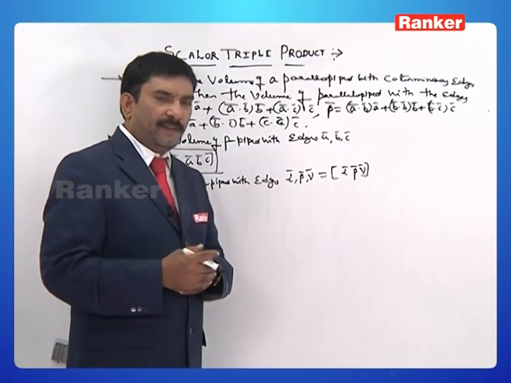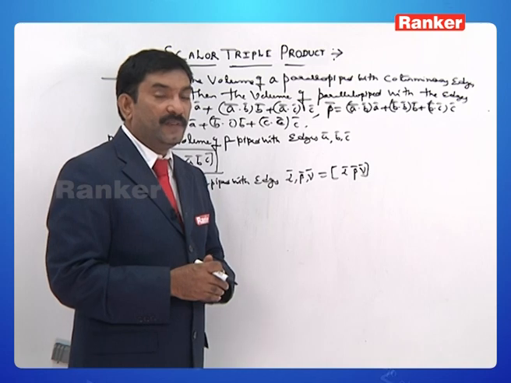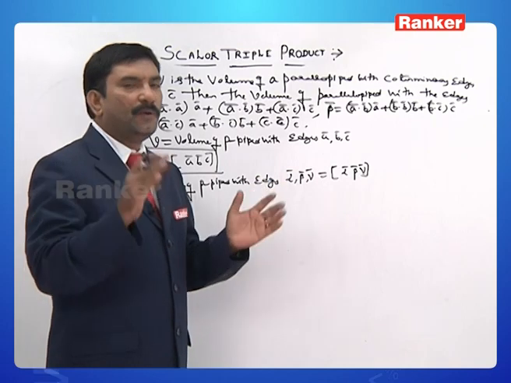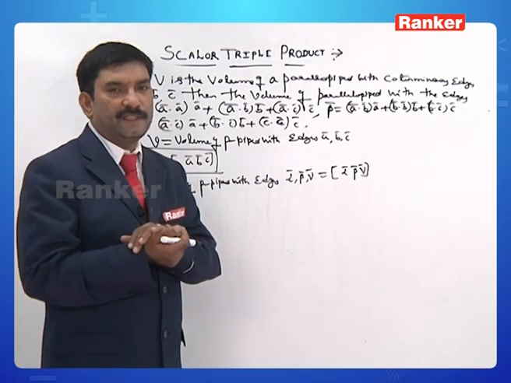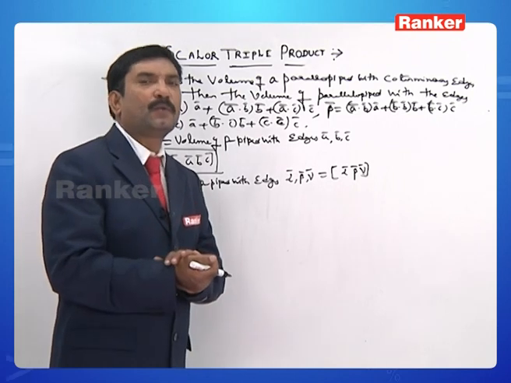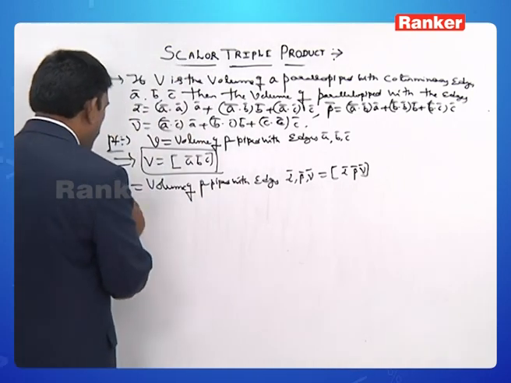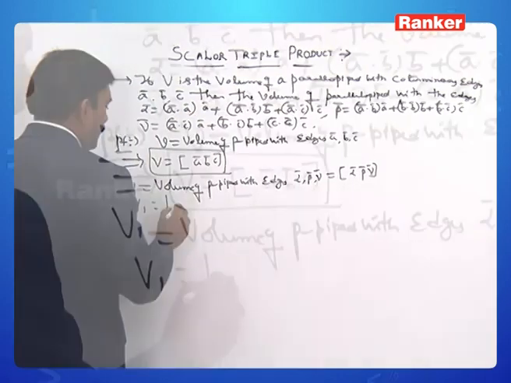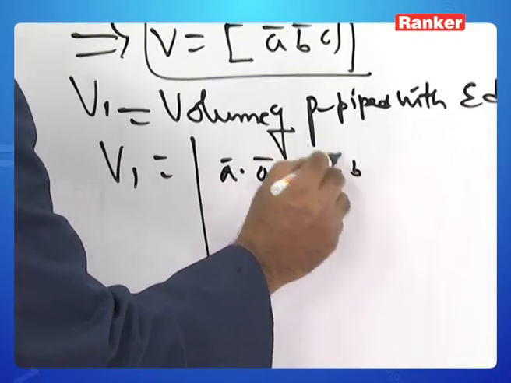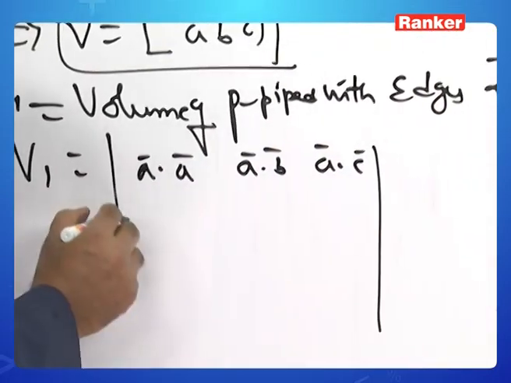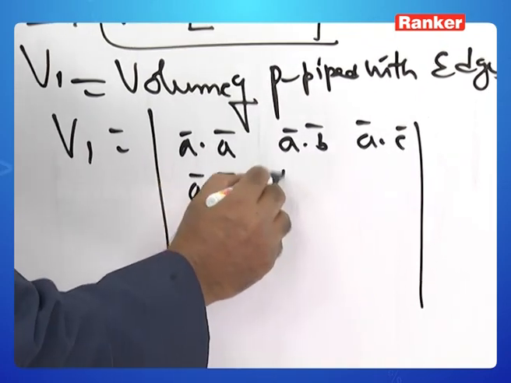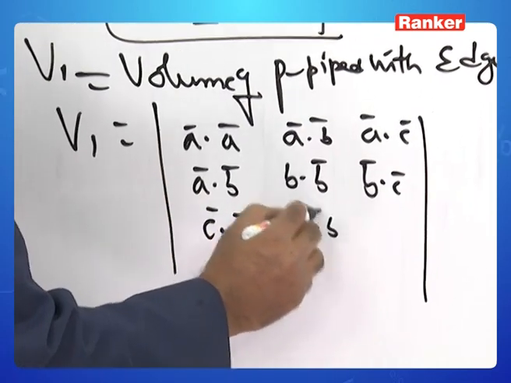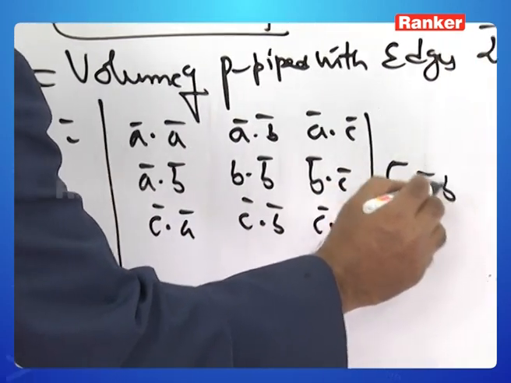But the vectors are in terms of A bar, B bar, C bar, so the determinant into box of ABC you are supposed to write. If it is IJK, there is no need to write the determinant into box of IJK, because box of IJK is equal to 1. So now what I can write is V1 is equal to the determinant with rows A dot A, A dot B, A dot C; A dot B, B dot B, B dot C; C dot A, C dot B, C dot C, into box of ABC.